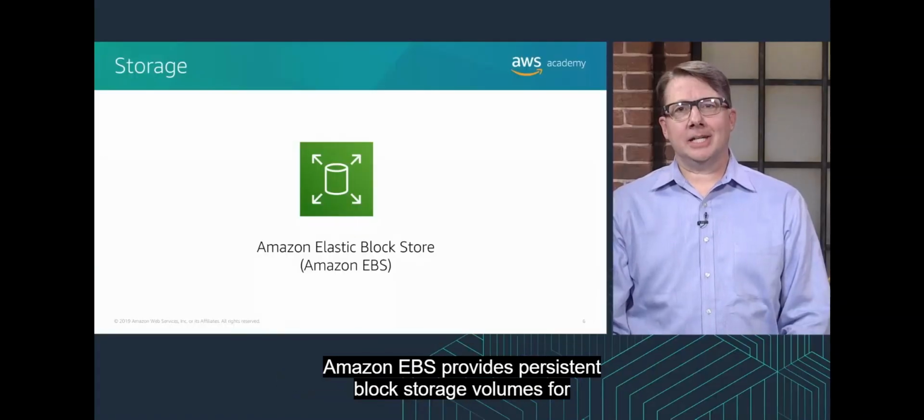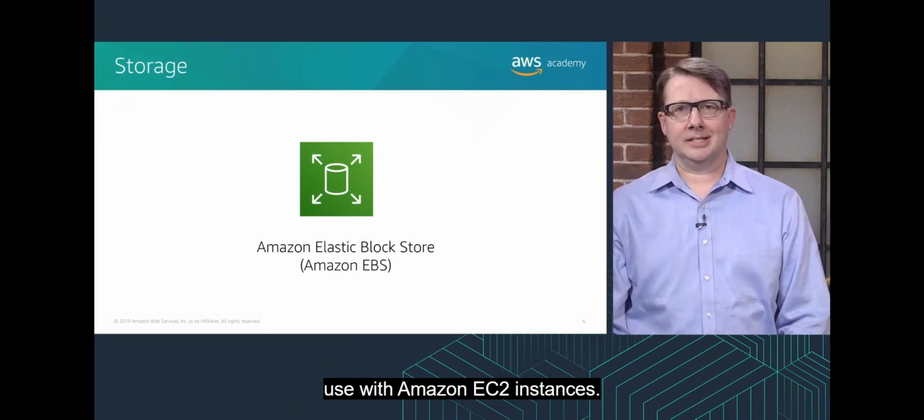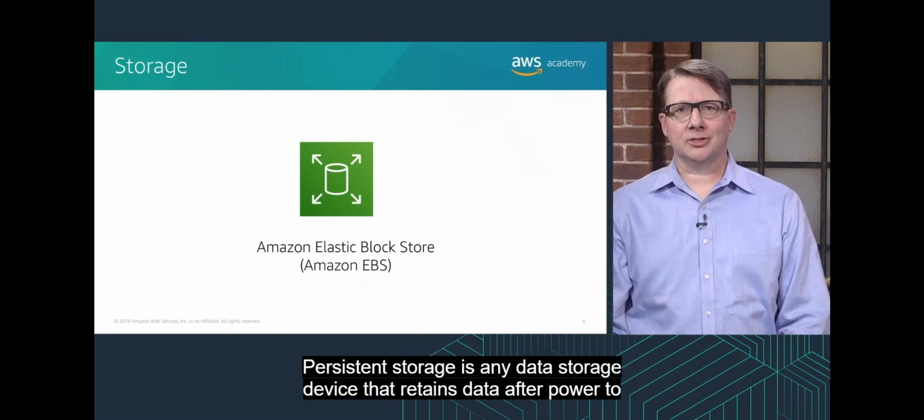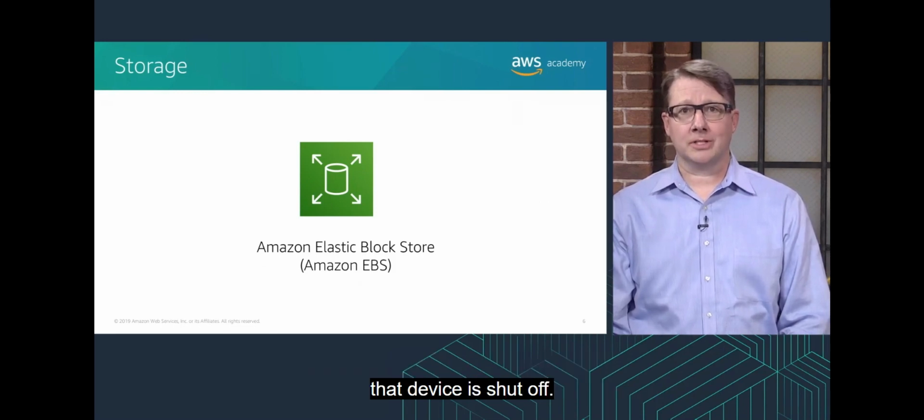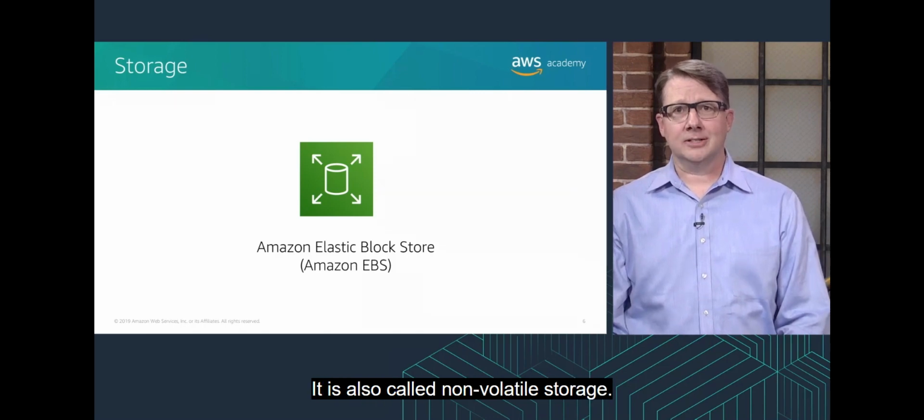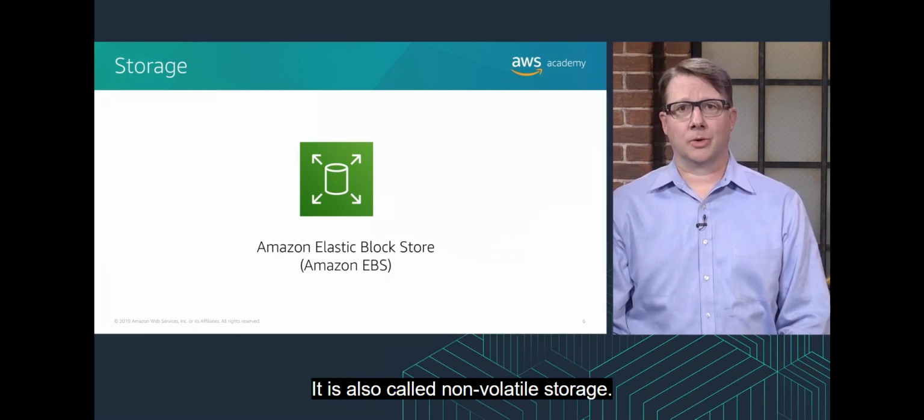Welcome. This video will cover Amazon Elastic Block Store, or Amazon EBS. Amazon EBS provides persistent block storage volumes for use with Amazon EC2 instances. Persistent storage is any data storage device that retains data after power to that device is shut off. It is also called non-volatile storage.